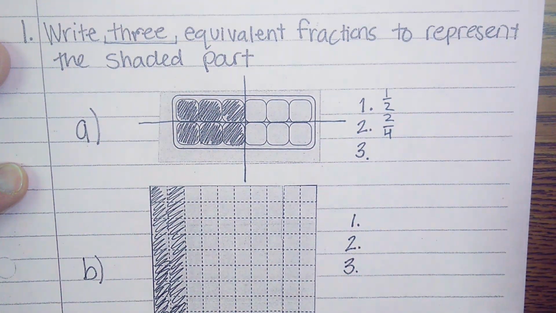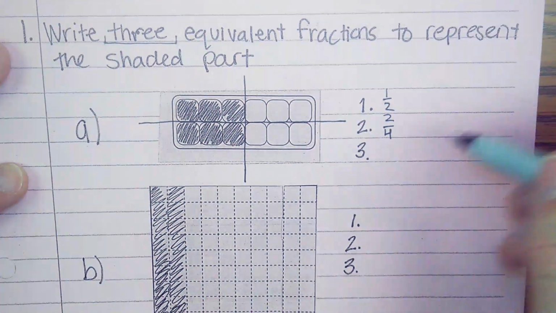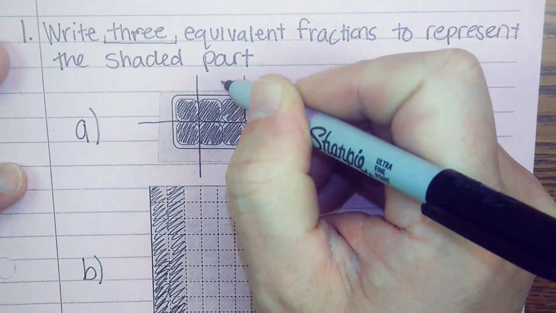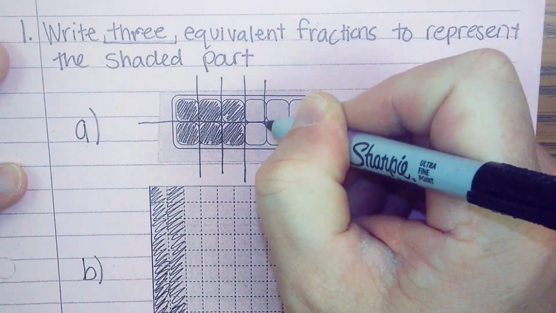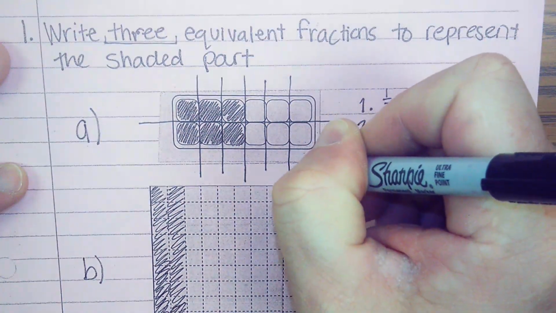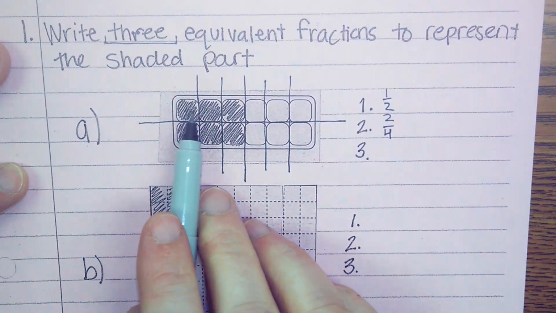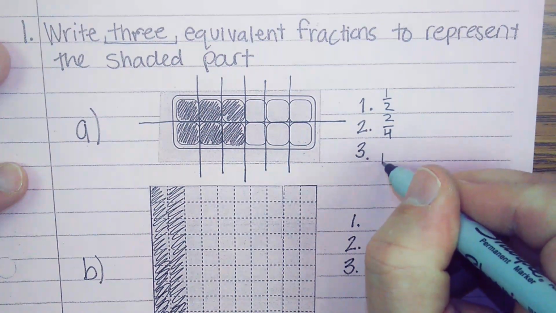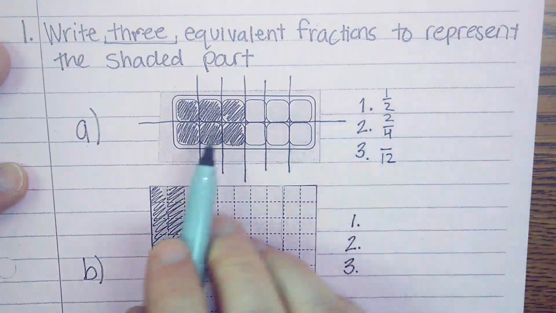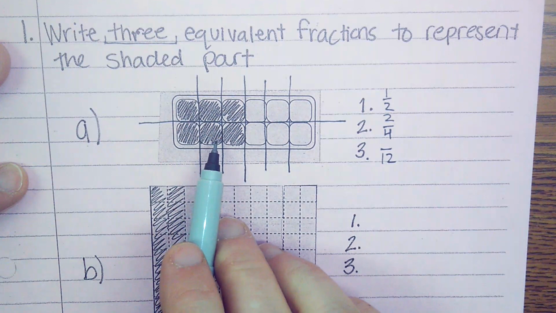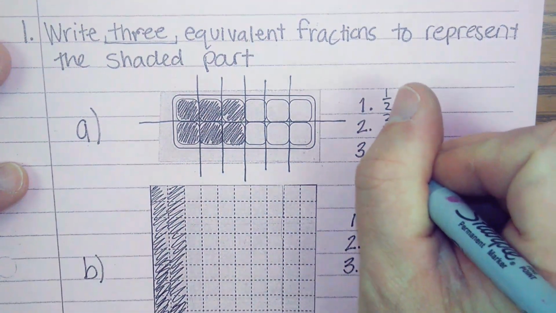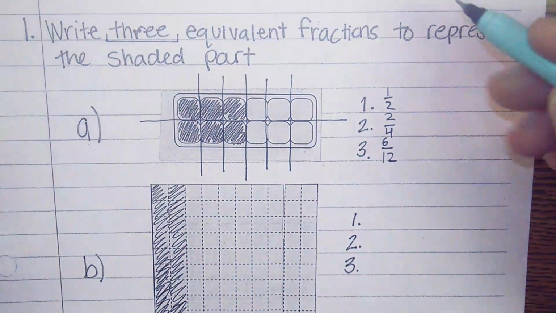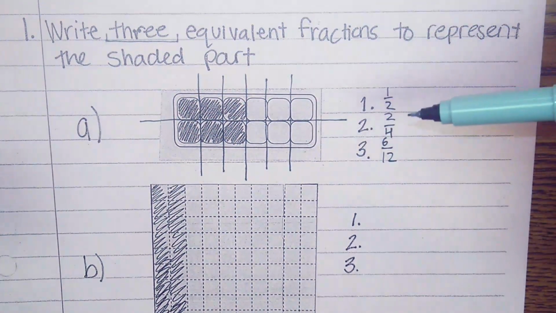Now I need to split it up again to get my third fraction. So maybe I will lay strings between all of the eggs. Now how many pieces do I have? 1, 2, 3, 4, 5, 6, 7, 8, 9, 10, 11, 12. So we're in twelfths now. How many of the 12 eggs are filled in? 1, 2, 3, 4, 5, 6. 6/12. There we go.